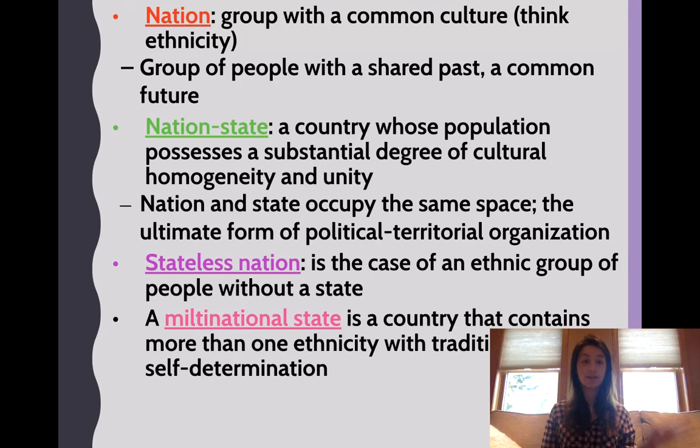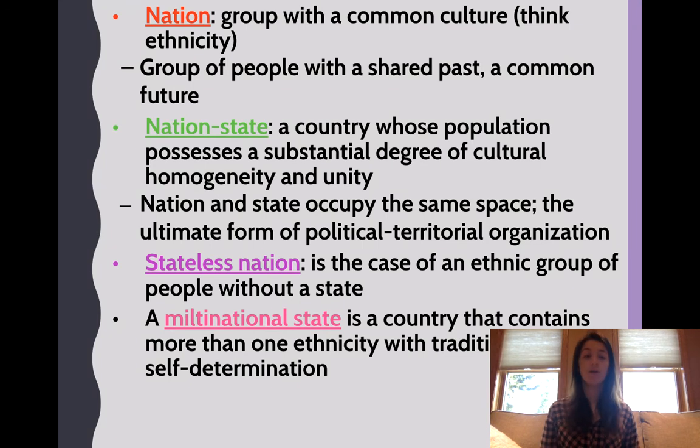So when we blend nation and state together, it's a country whose population possesses a substantial degree of cultural homogeneity and unity. A nation and a state occupy the same space. So Poland is my example of a nation state, right? The border of Poland defines where Polish people generally live, unless you emigrated like my family did, right? Another nation-state could be Italy. Italy's border is clearly defined, and Italians live in their nation-state. So go ahead and write down, what's your example of a nation-state?